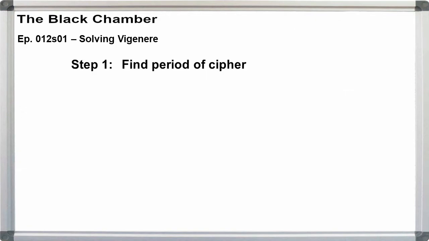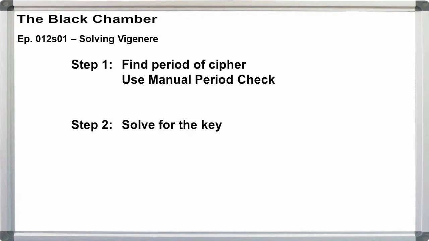Okay, we have 2 steps. Get the period, then solve for the key. We can use the manual graphic period check or the Kasiski test to determine the period. Then solving the cipher manually from this point is the same either way.